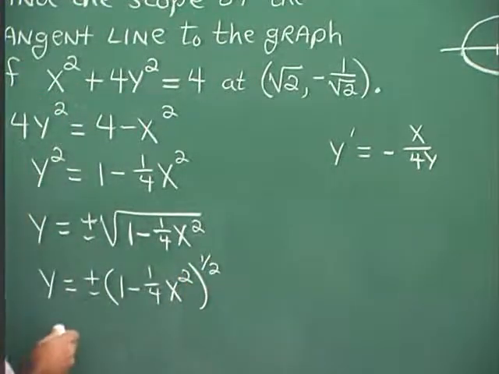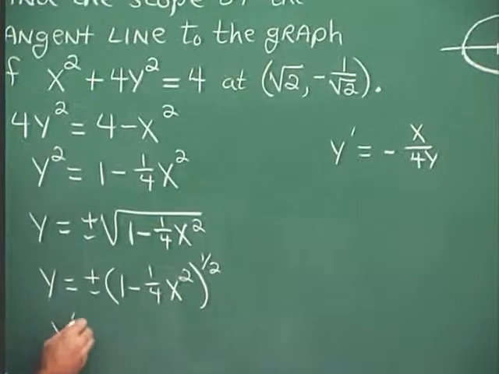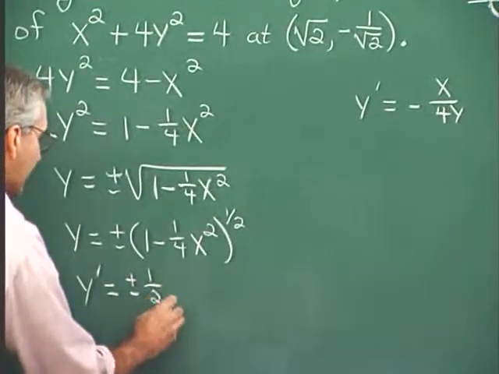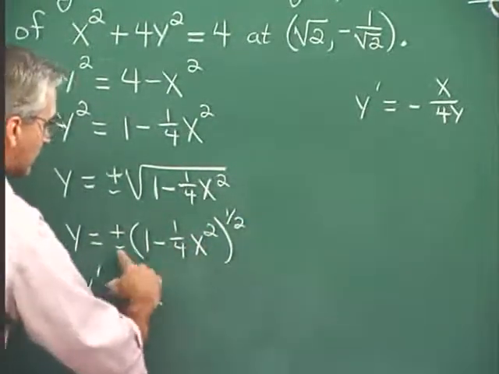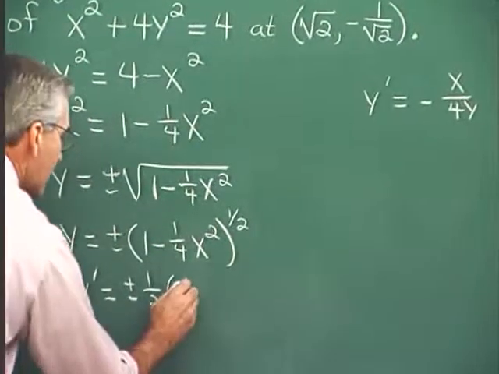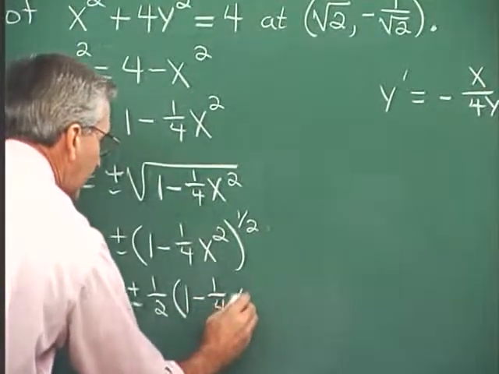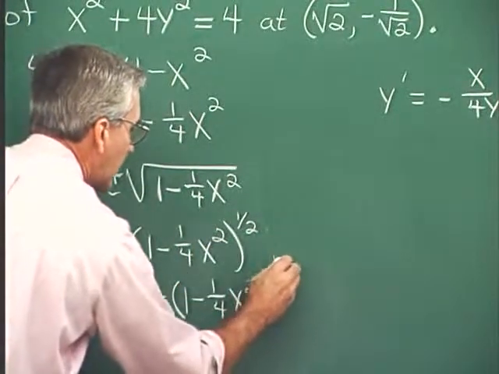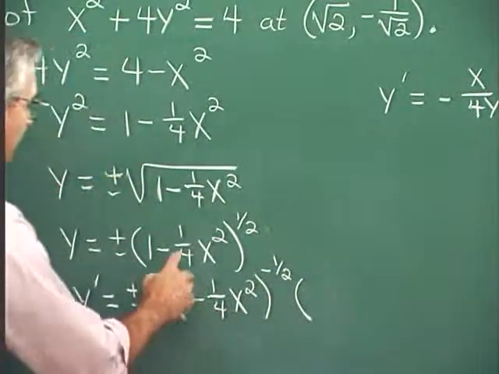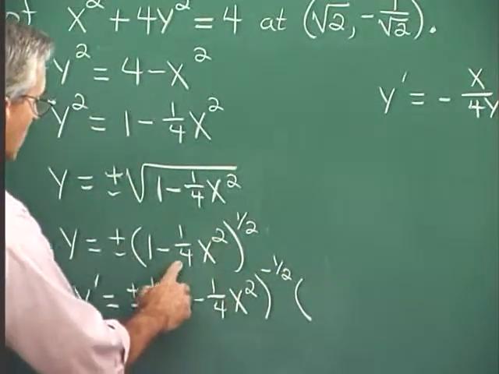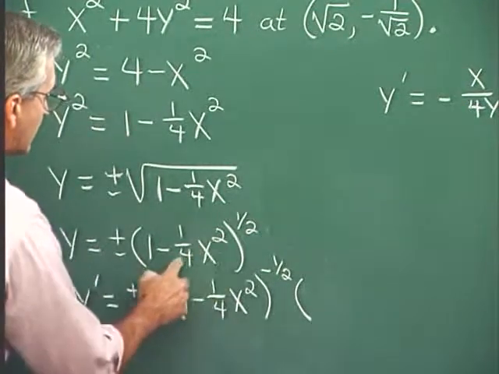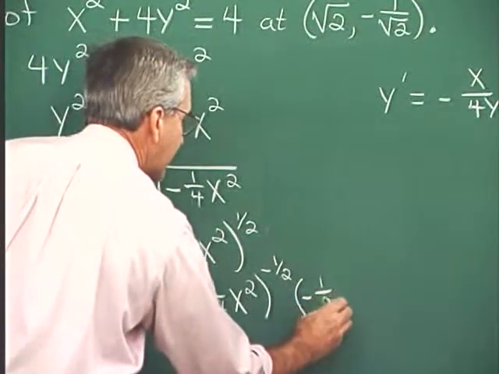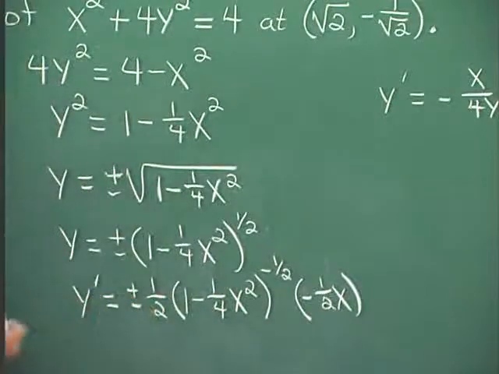And now I'm going to use the chain rule, and y prime then is plus or minus 1/2. Now I'm thinking 1/2 times single entity to an exponent 1/2 minus 1, which is minus 1/2, times the derivative of the single entity. So the derivative here would be negative 1/4 times 2, that's negative 1/2 x. And now we have to clean all of this stuff up.